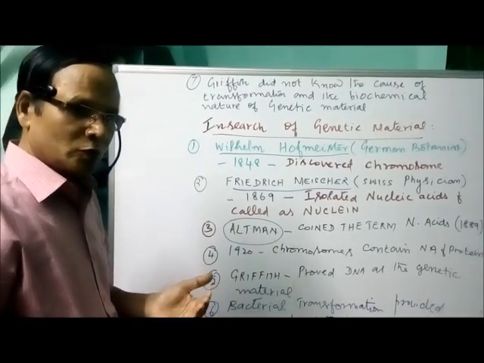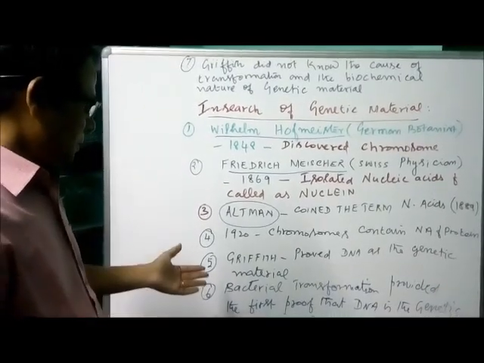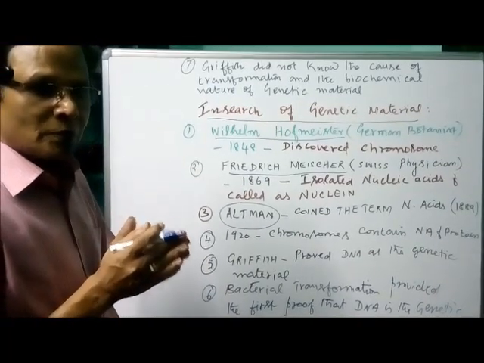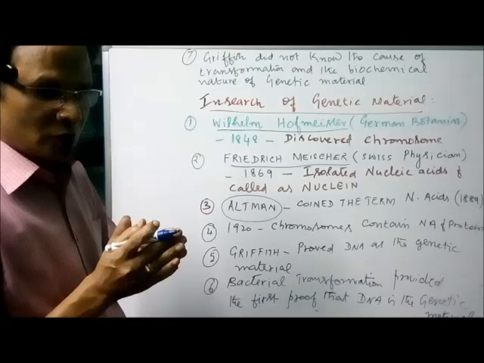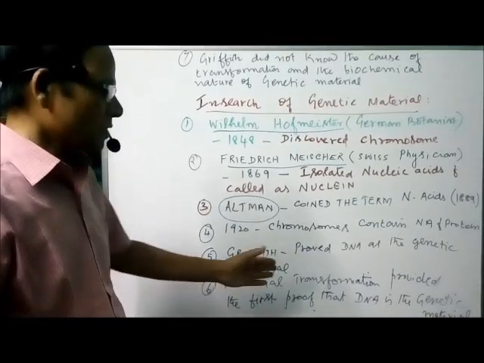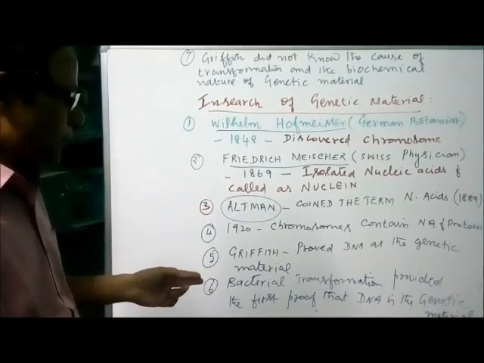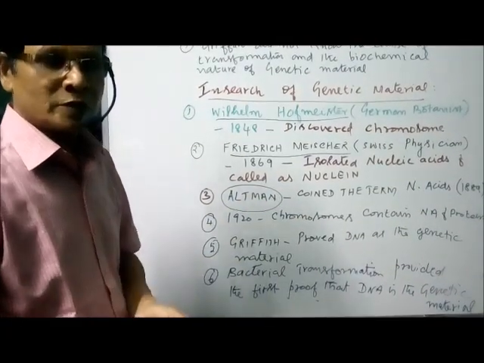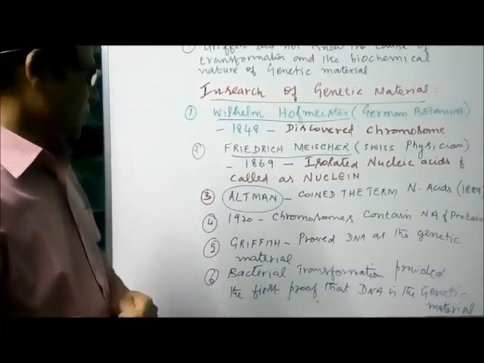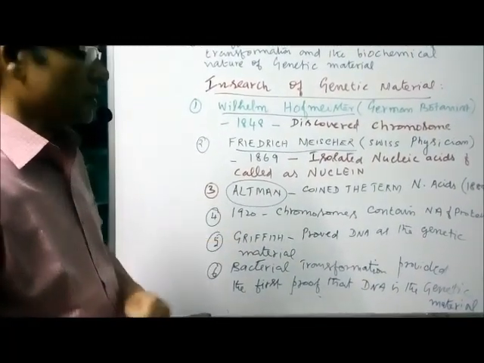But he didn't know whether the transforming principle was actually DNA or not. So there was an experiment called bacterial transformation, where a non-virulent bacterium gets converted into a virulent, toxic form. We'll discuss later. That is called bacterial transformation, in the case of the bacterium Streptococcus pneumoniae. That provided the first proof that DNA is a genetic material. The transformation experiment was done by Griffith and followed by three other scientists. We'll discuss that. That one actually gave the first proof that DNA is a genetic material.